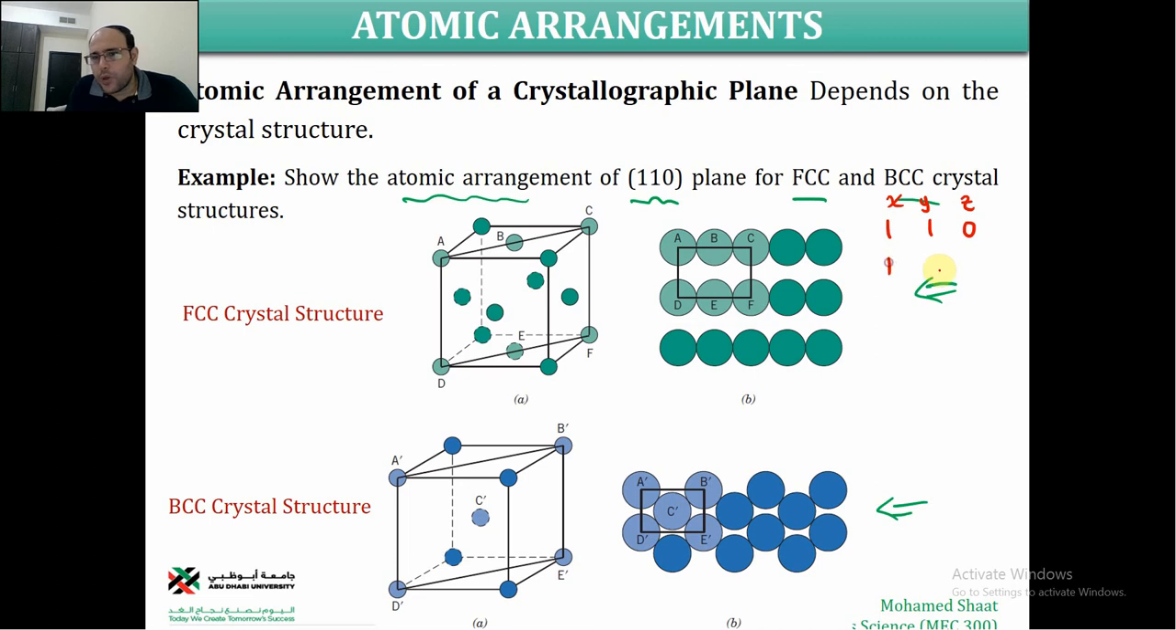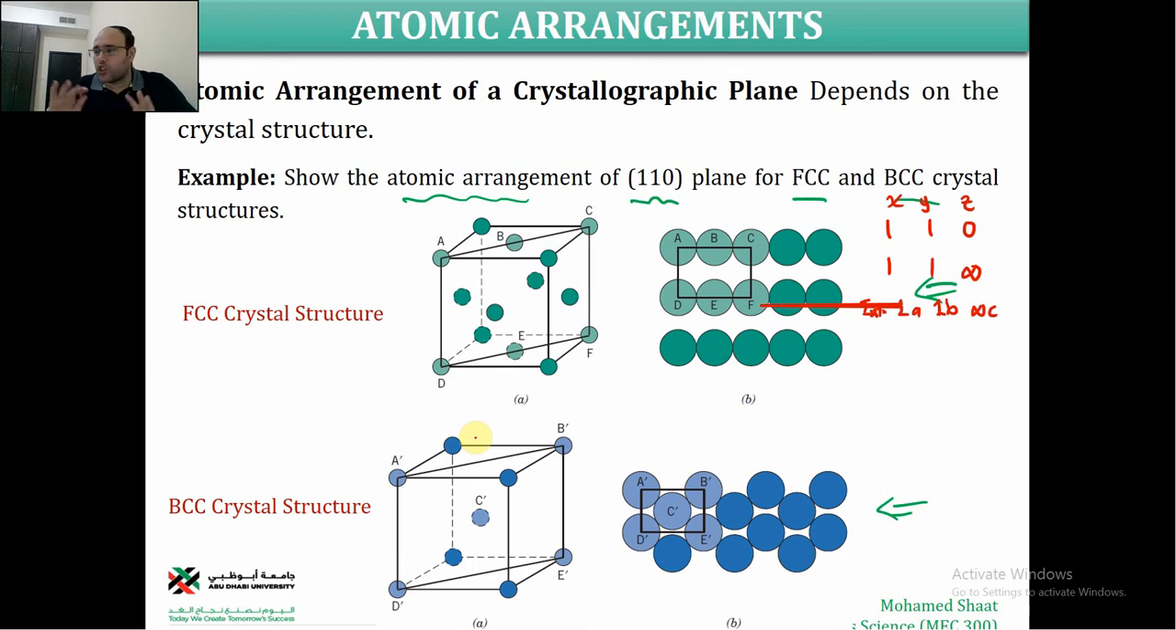The reciprocals will be 1, 1, and infinity, because 1 over 1 gives 1, 1 over 1 gives 1, and 1 over 0 gives infinity. This means that the plane will intersect as follows. So these are the intercepts. The intercepts will be 1A, 1B, and infinity C. It means that it is going to intercept the x-axis at 1A, the y-axis at 1B, and with the z-axis it will be parallel.